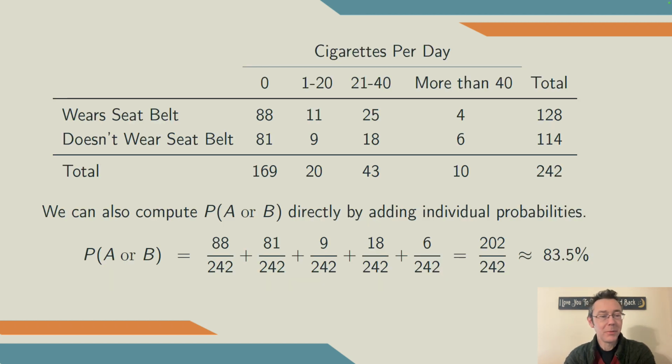Now there is one other way to do this problem, at least. We can do the probability of A or B just by adding all the individual probabilities in this table that are in that event. So you can imagine me circling the numbers 88, 81, 9, 18, and 6 because those are the ones in the column for 0 cigarettes per day and the row for doesn't wear their seatbelt. One of those or the other. Then I just add all those up and I get the same answer.